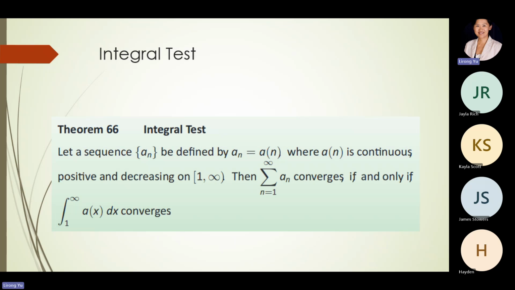Okay, when we say if and only if, it means that if the summation is finite, then the integral is finite. And vice versa, if the integral is finite, then the summation is finite. So we can go back and forth. Any questions?